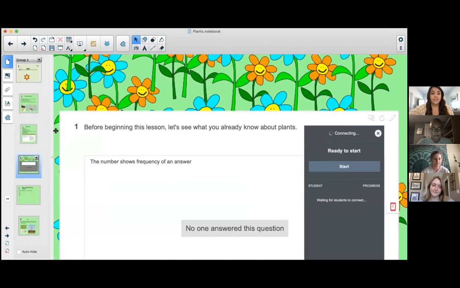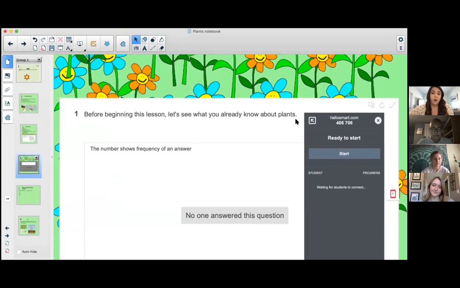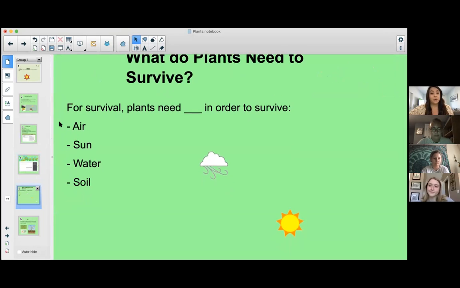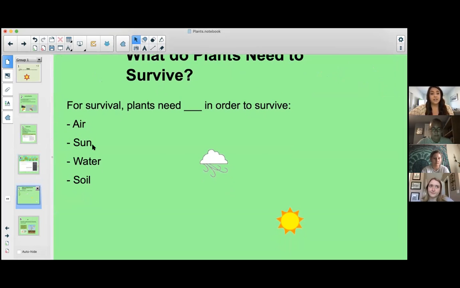Before we start our lesson, we also want to know, what do you already know about plants and what it takes to survive? So you can go ahead and write your short answer right here. And we want to know, what do plants need to survive? It requires 4 things. So we're going to talk about air, sun, water, and soil.